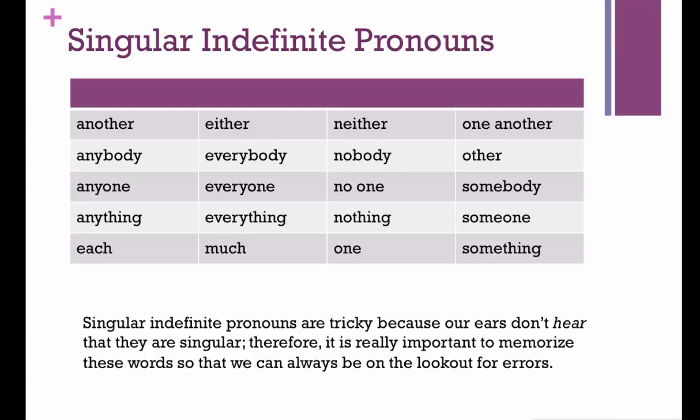Singular indefinite pronouns are tricky because our ears don't usually hear that they're singular. Therefore, it's important to memorize these words so that we can always be on the lookout for errors. Whenever you write any of these words: another, anybody, anyone, anything, each, either, everybody, everyone, everything, much, neither, nobody, no one, nothing, one another, other, somebody, someone, something. These words are always singular in function, even though it may not seem like they're referring to something singular.